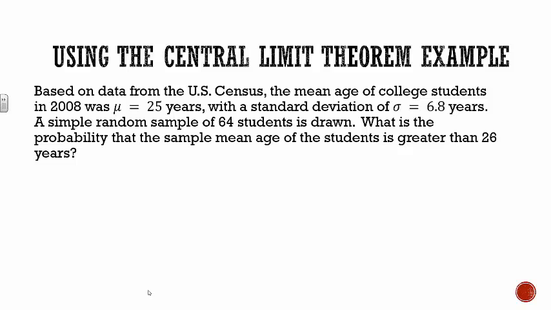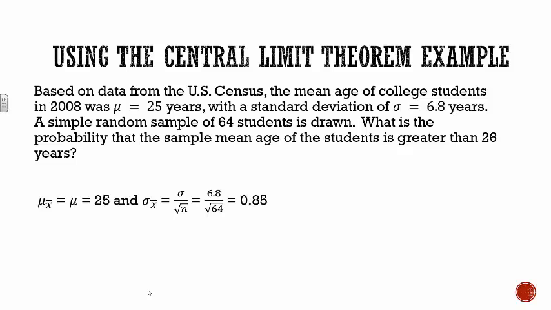Again, all it's saying is that as we increase our sample size, it gets more and more normal. 64 is way above 30, so we can approximate this as normal for sure. And if we can approximate it as normal, then we can use normal CDF to calculate the probability that they're actually asking for. All right, so what I'm going to do first is find my mean. Remember, your sample mean is just equal to the mean of the population, which is 25 years. And then your standard deviation is the standard deviation of the population over the square root of n, or in this case 6.8 over the square root of 64, which is 0.85.